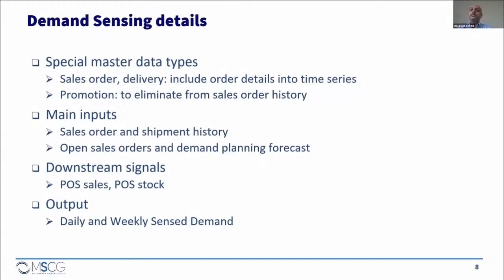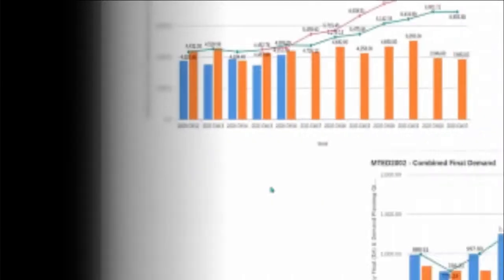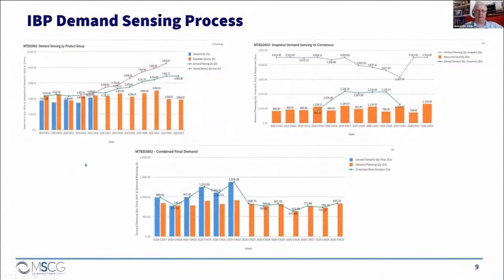Then you can view this in the planning view at aggregated level. So it will sum up all your sales order quantities and delivery quantities, and it can show you on a daily basis. Next is promotion master data type. If you are using promotion as part of demand sensing to eliminate the promotion quantity from the sales order, that we can use.